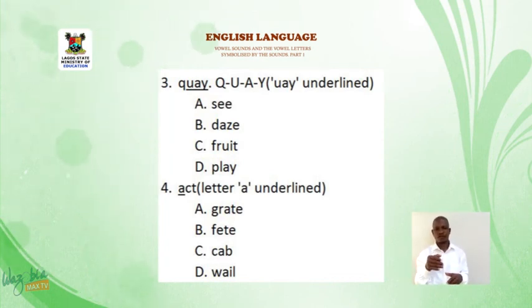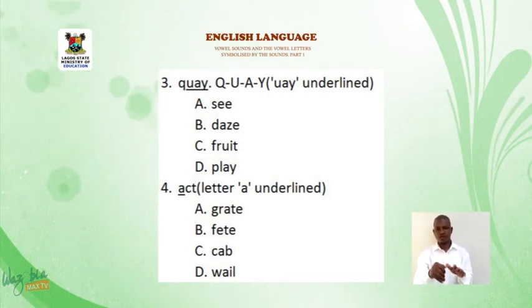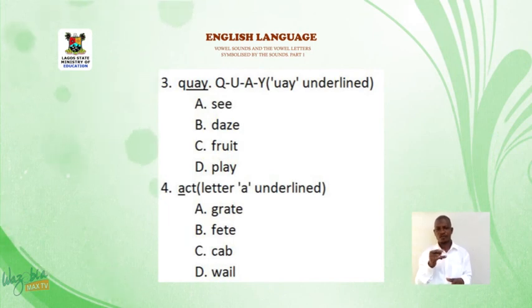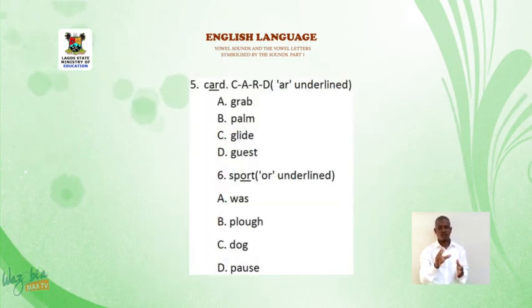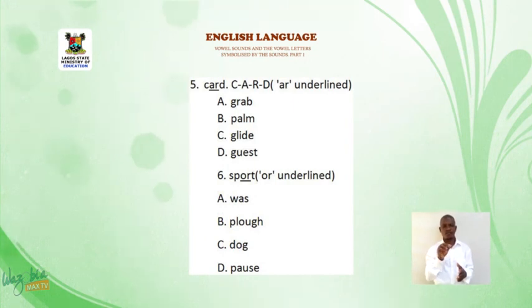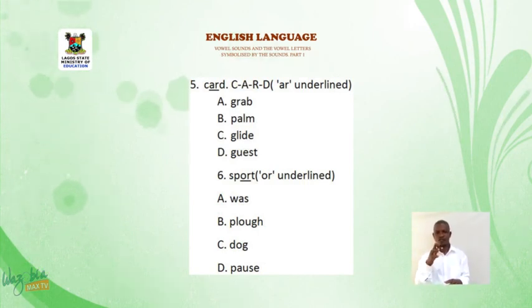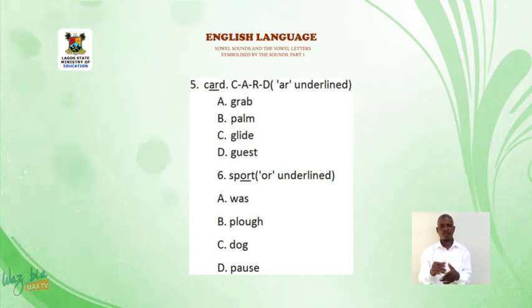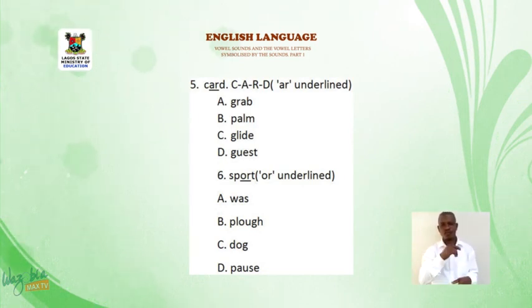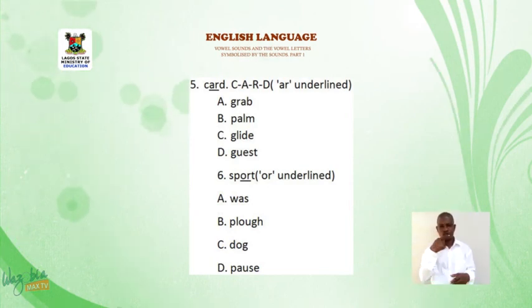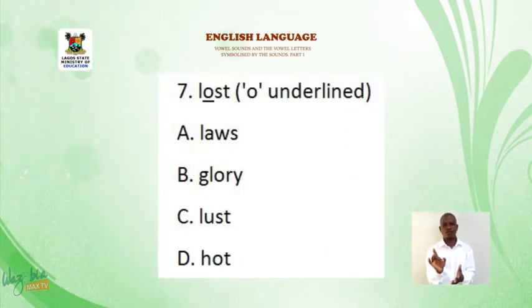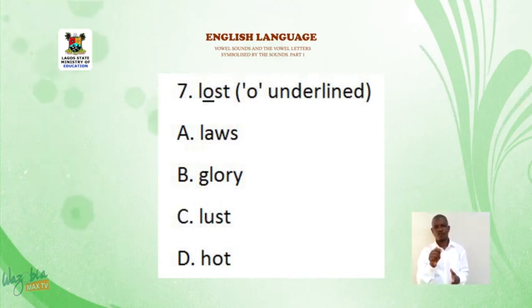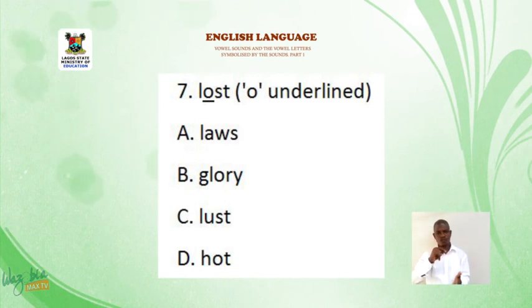4. Act, letter A underlined. A, great; B, fate; C, cab; D, whale. 5. Card, C-A-R-D, A-R underlined. A, grab; B, palm; C, glide; D, guest. 6. Sports, O-R underlined. A, was; B, plow; C, dog; D, pause. 7. Lost, O underlined. A, loss; B, glory; C, lust; D, hot.